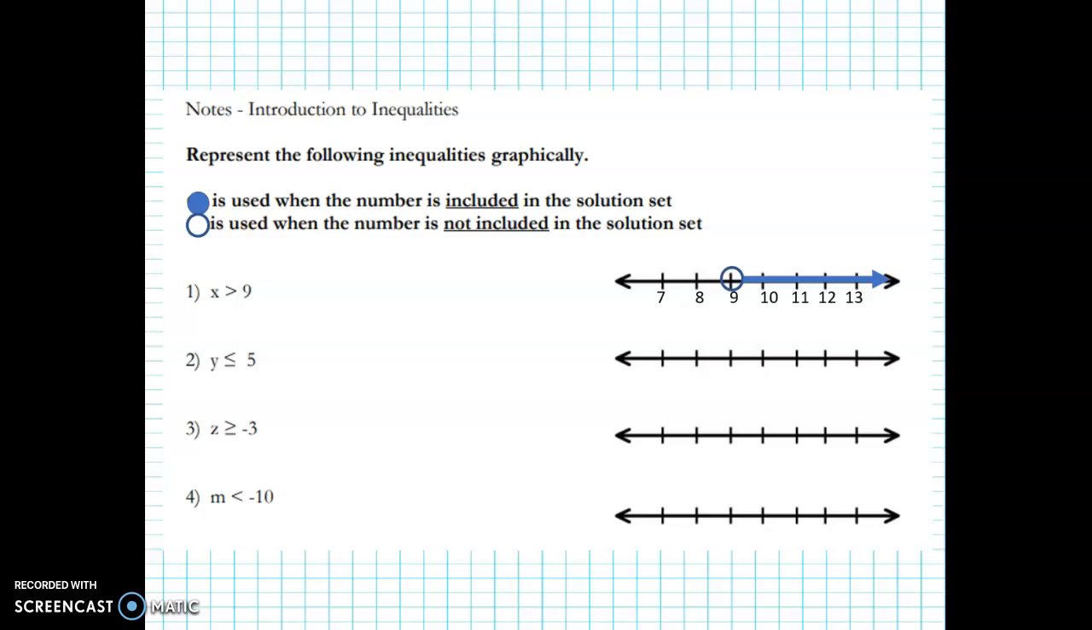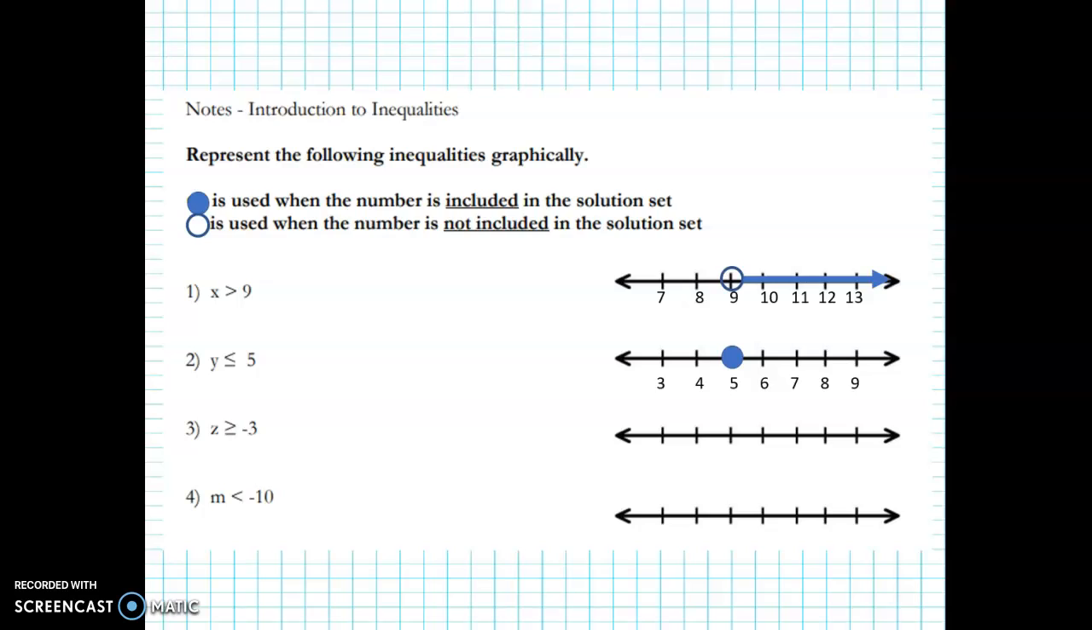Number 2, y is less than or equal to 5. Again, we need to put in our numbers, so 5 needs to be listed on the number line. And then we have to decide if we're using an open or a closed circle. Because it's less than or equal to, 5 is part of our answer. So we're going to place a closed circle on the 5.